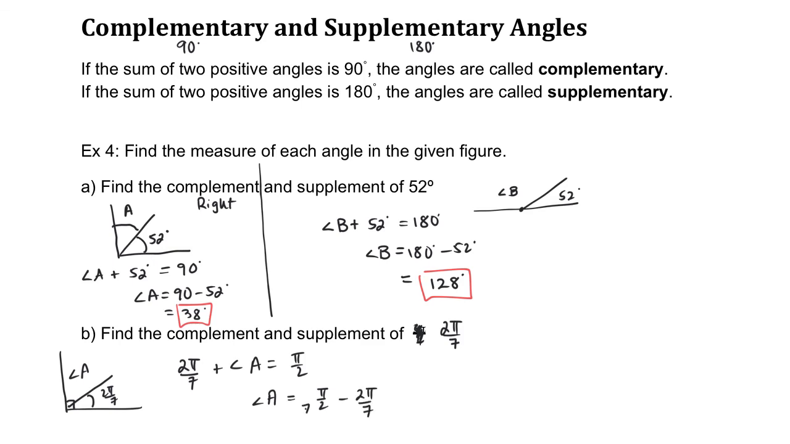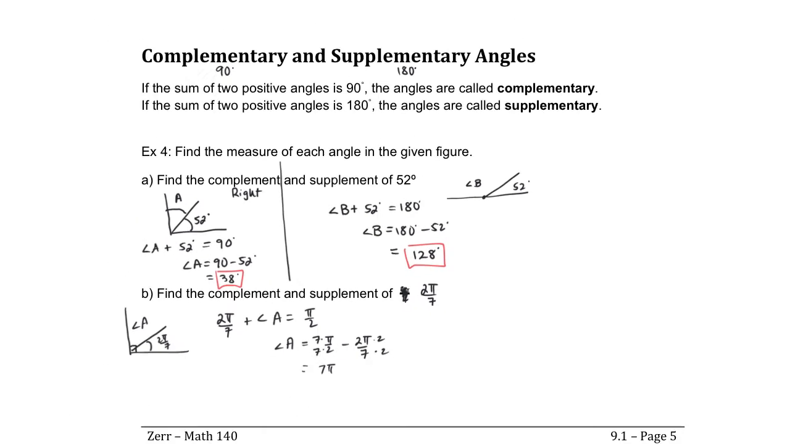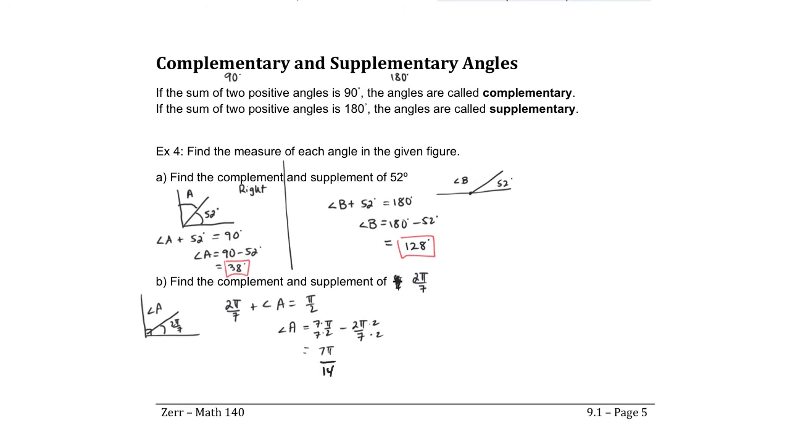And now we have to get a common denominator. Let's have it be 14ths. So then I would have 7 pi over 14 minus 4 pi over 14, which would be 3 pi over 14. So that's the complementary angle.